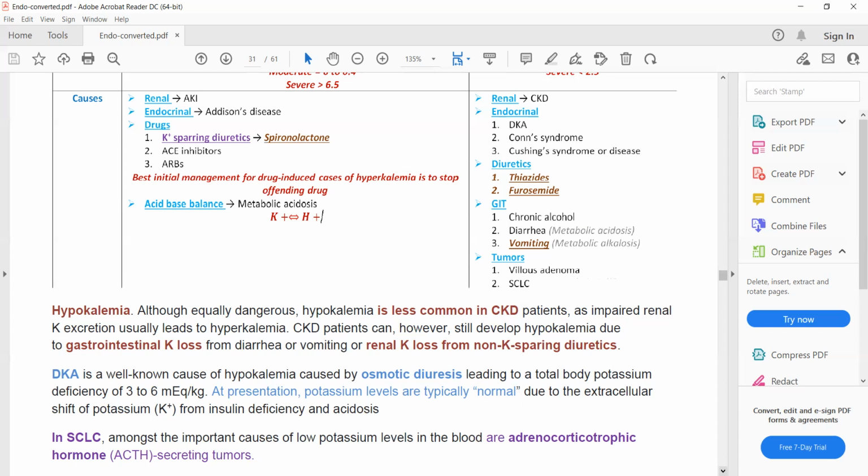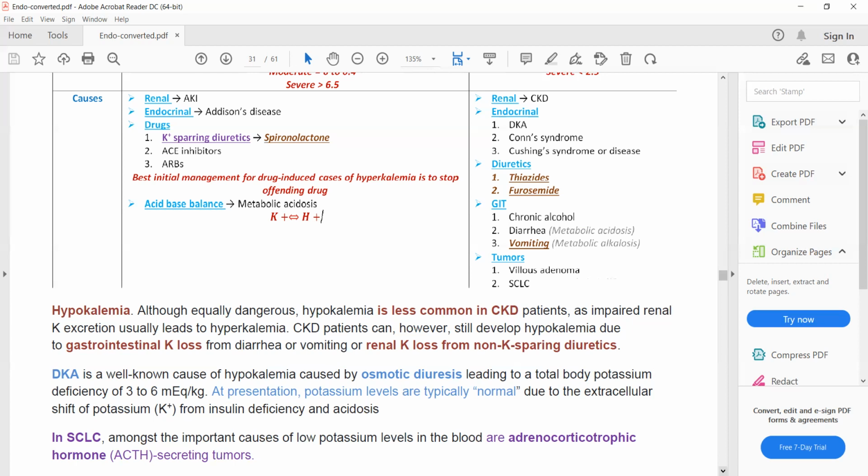Hypokalemia will occur. Similarly, in chronic alcoholics, hypokalemia can occur due to vomiting. So GIT causes of hypokalemia include chronic alcohol use, diarrhea, and vomiting. Diarrhea will cause metabolic acidosis because in diarrheal fluid, bicarbonate ions are lost. Loss of alkali means metabolic acidosis. While vomiting will cause metabolic alkalosis because in vomiting, stomach acid is lost. So loss of acid means alkalosis.